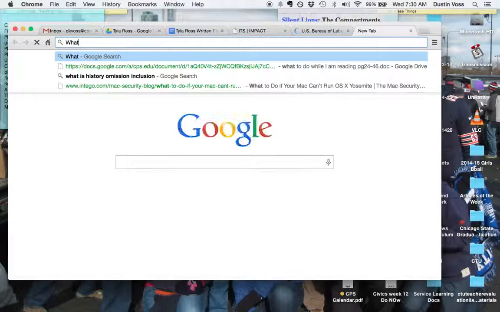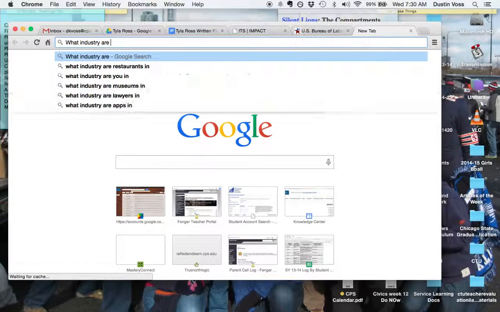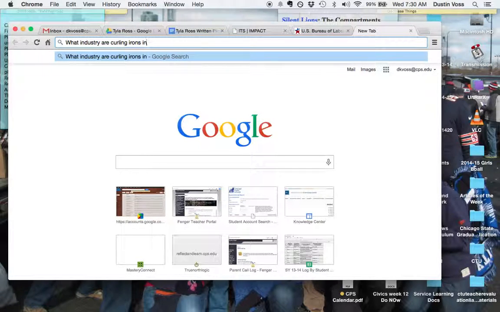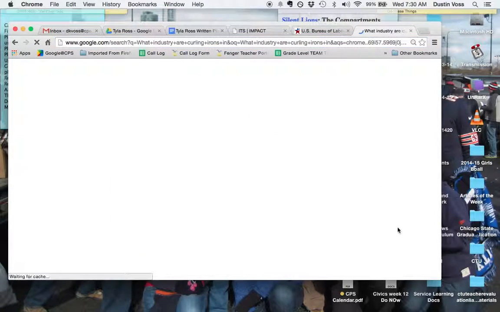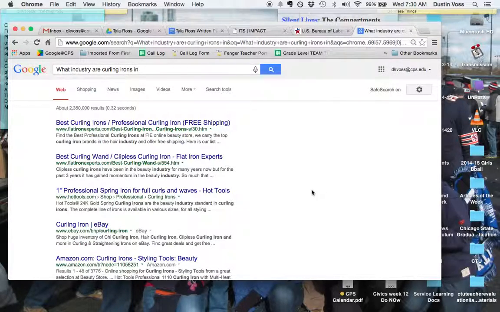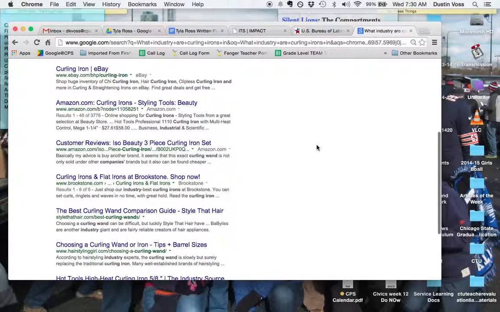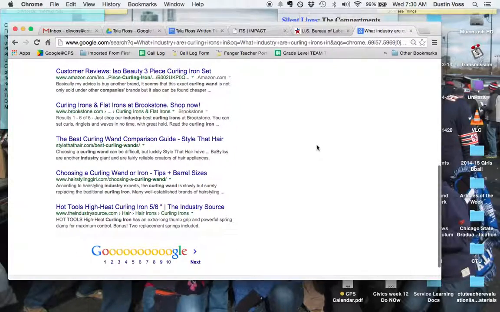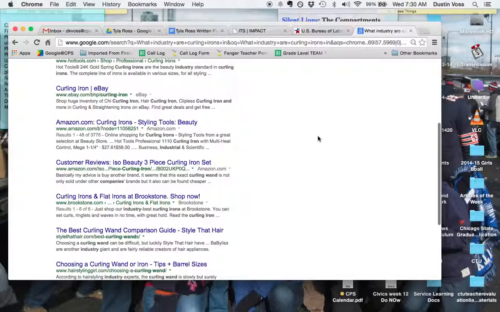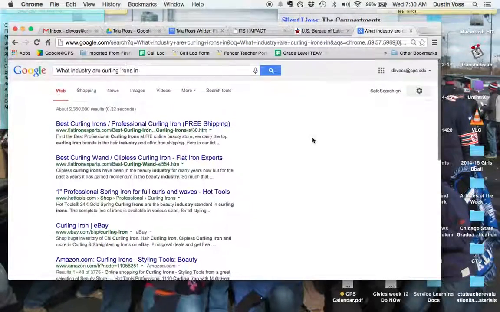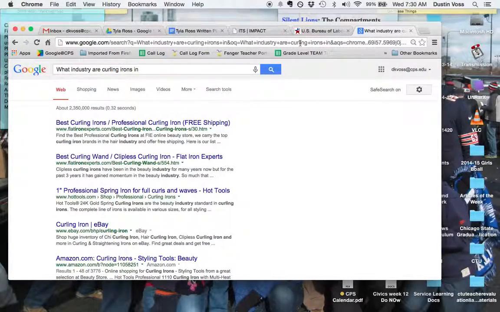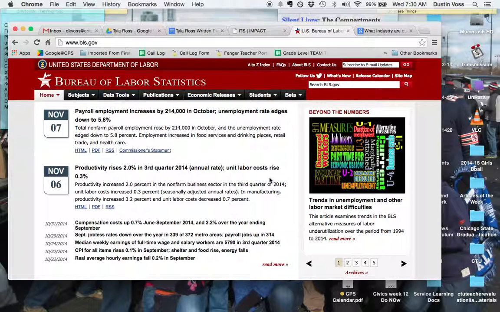Just because I know I might find it, what industry are curling irons in? Didn't see it. And the reason I asked for curling irons is because she has a product that prevents burns from curling irons. Anyway, here I am.